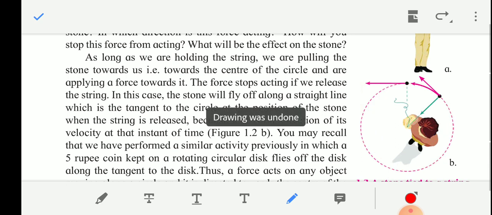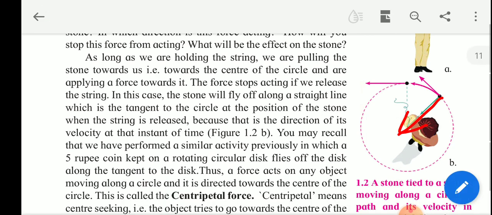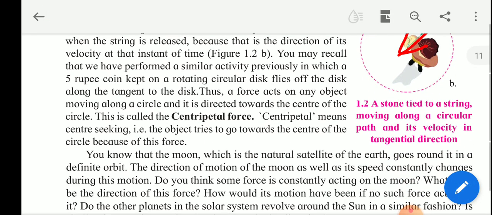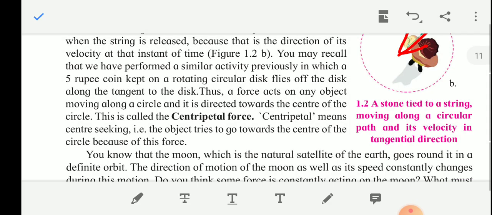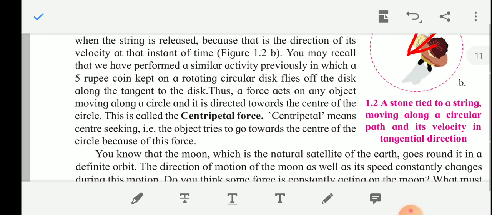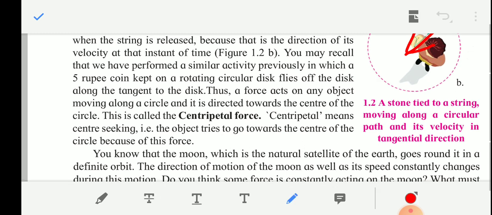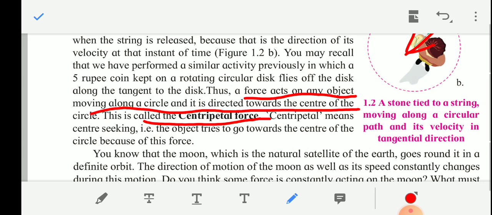If you observe this inner one, it shows the centripetal force. The force which binds a particle with the center is nothing but the centripetal force. Here they have given a definition: the centripetal force is a force that acts on any object moving along a circle, and it is directed toward the center of the circle. This is the definition of the centripetal force.